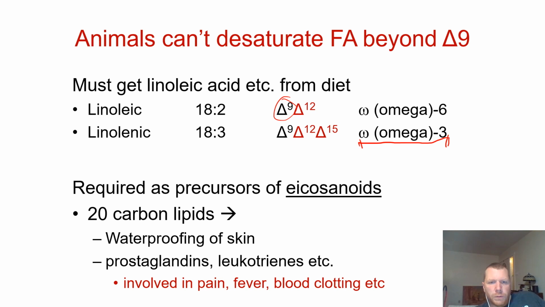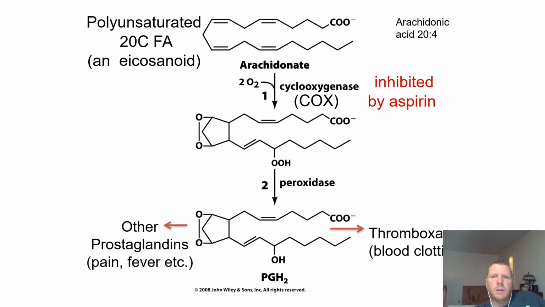they're helpful in waterproofing skin as well as in the production of prostaglandins, leukotrienes. They're involved in pain regulation, fever, and blood clotting. Now, here we see some actual examples. So here is arachidonic acid. Arachidonic acid is a 20 carbon long fatty acid with a total of 4 double bonds.